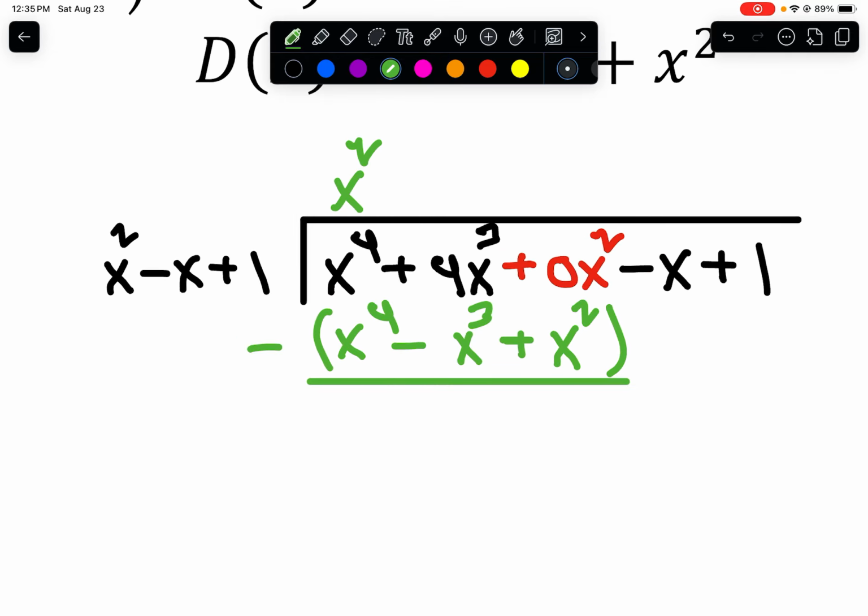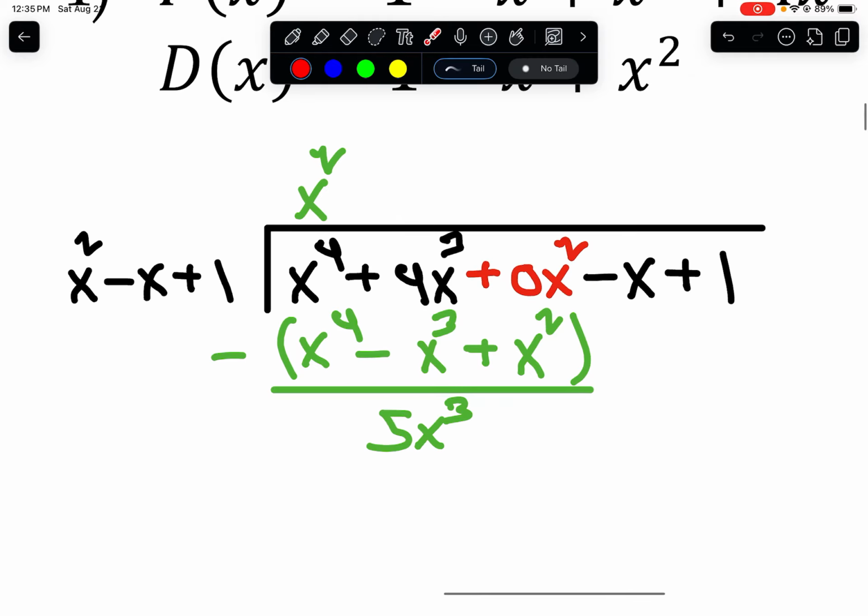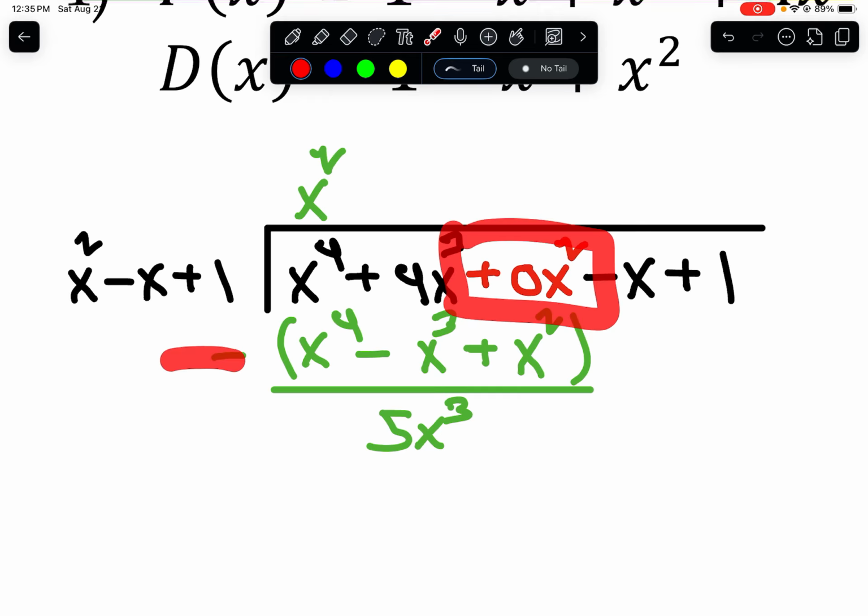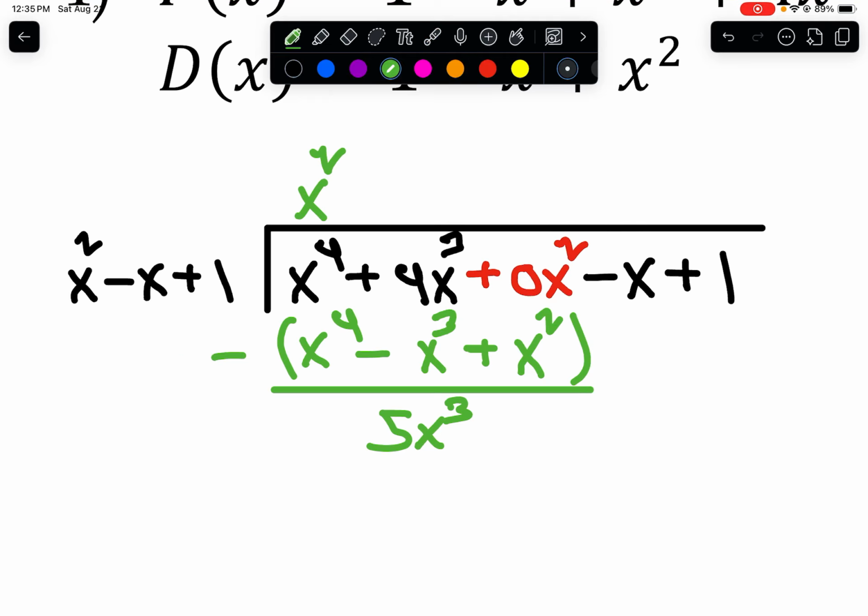So now we're going to have 4x cubed minus negative x cubed. So that's going to be minus a negative, which is going to be 5x cubed. And then the next one, we're going to have 0x squared minus x squared. So that's 0 minus 1, which is negative x squared.